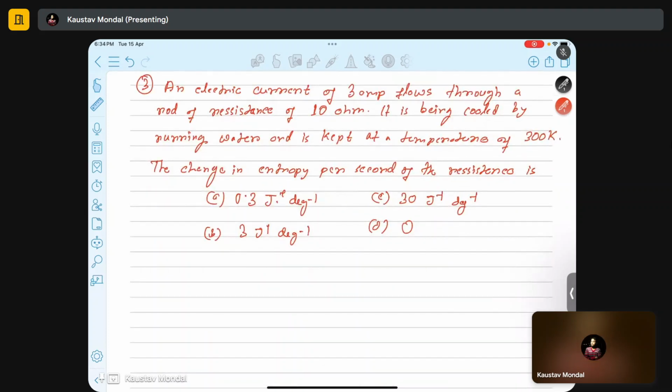So what basically happens here? An electric current of 3 ampere flows through a rod of resistance 10 ohm. It's being cooled by running water and is kept at a constant temperature of 300 Kelvin. The change in entropy per second of the resistance is, okay, so what actually happens here?